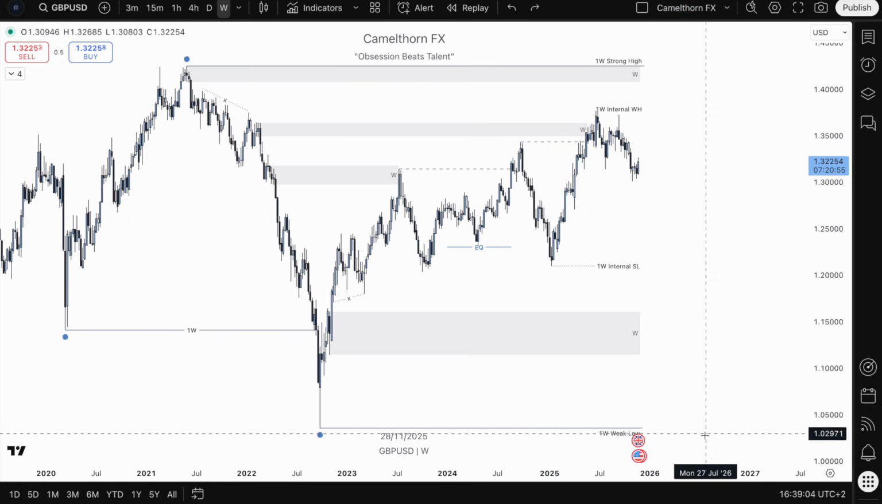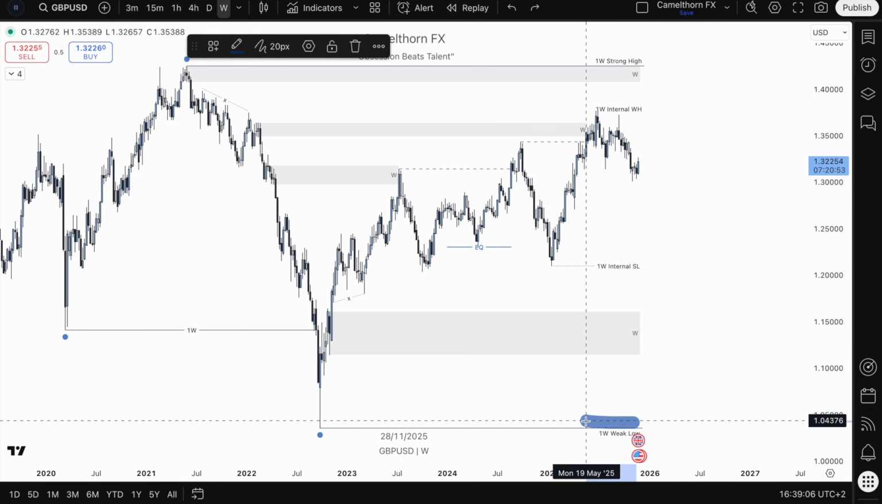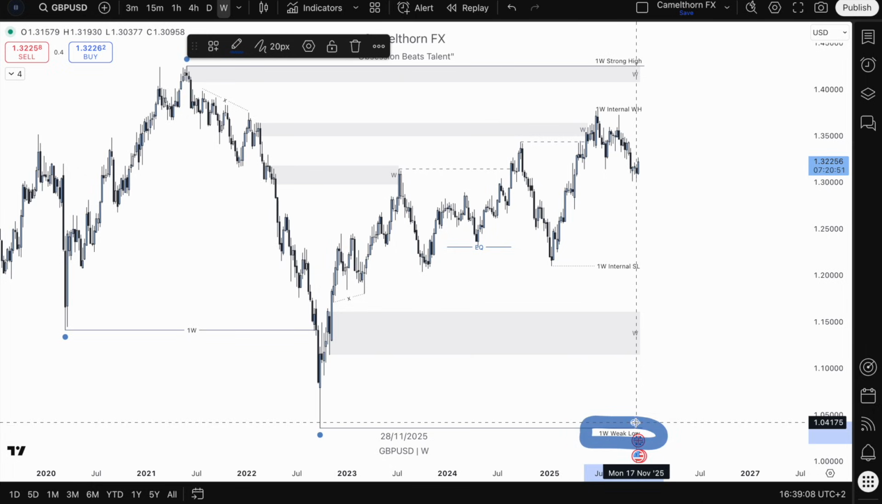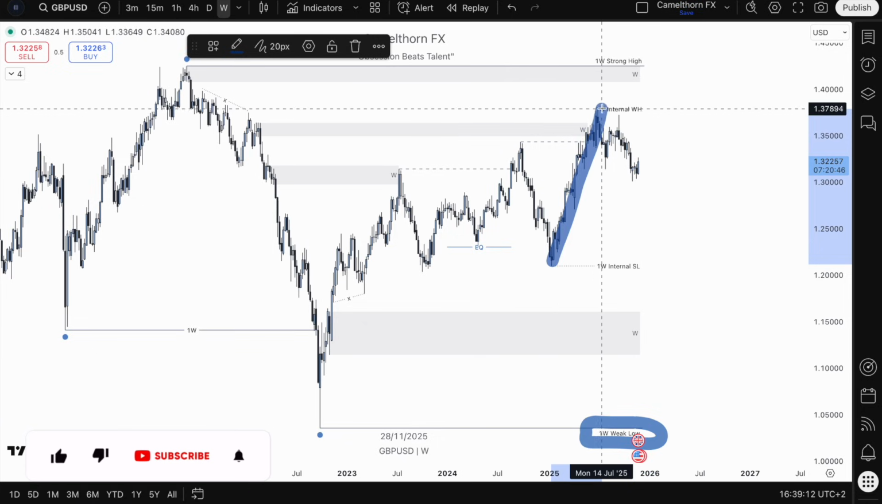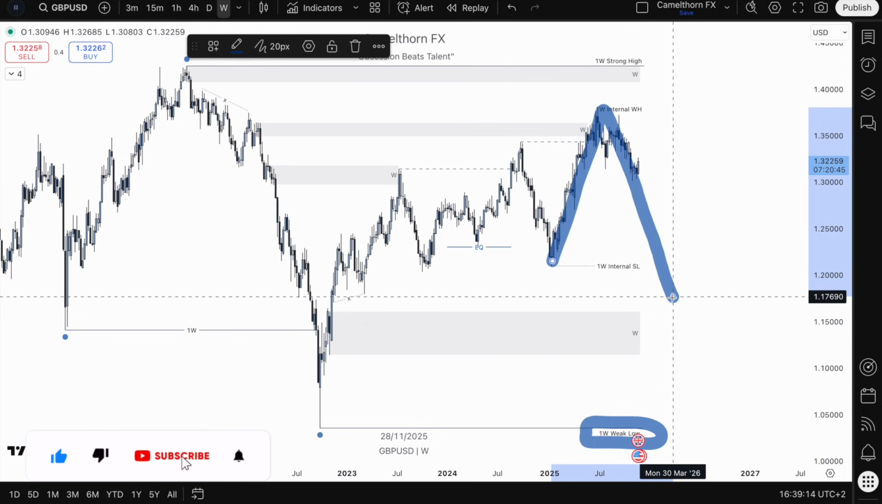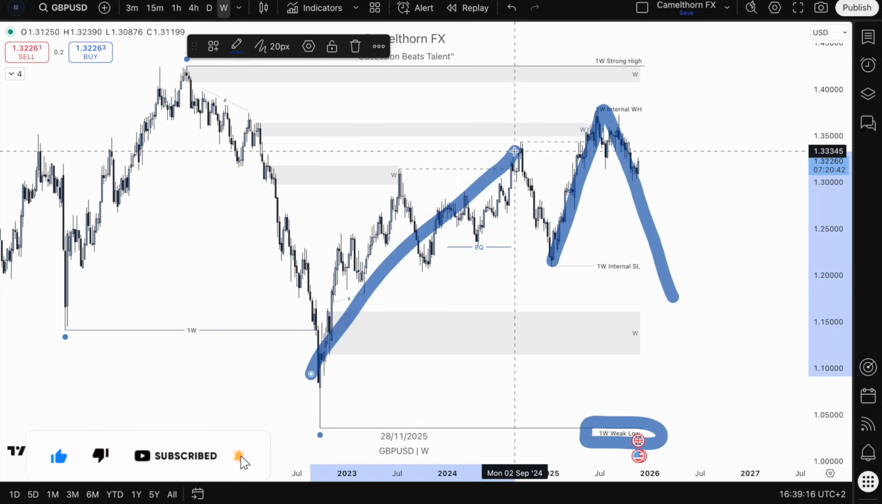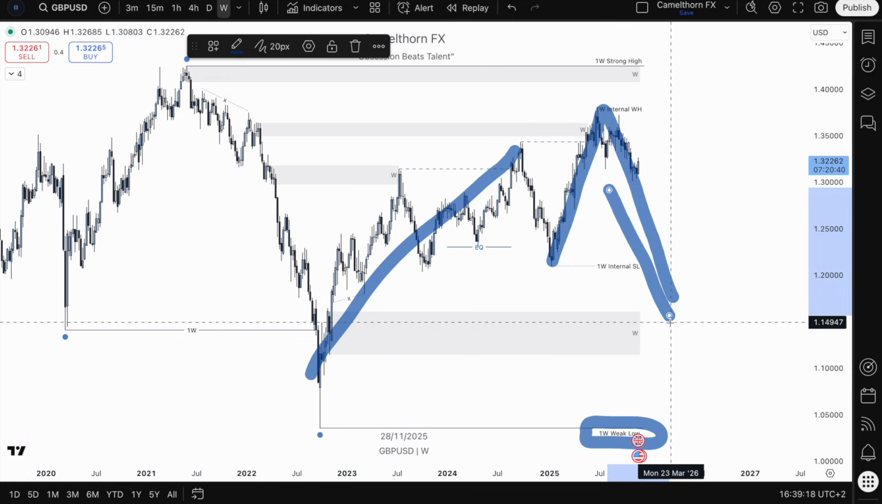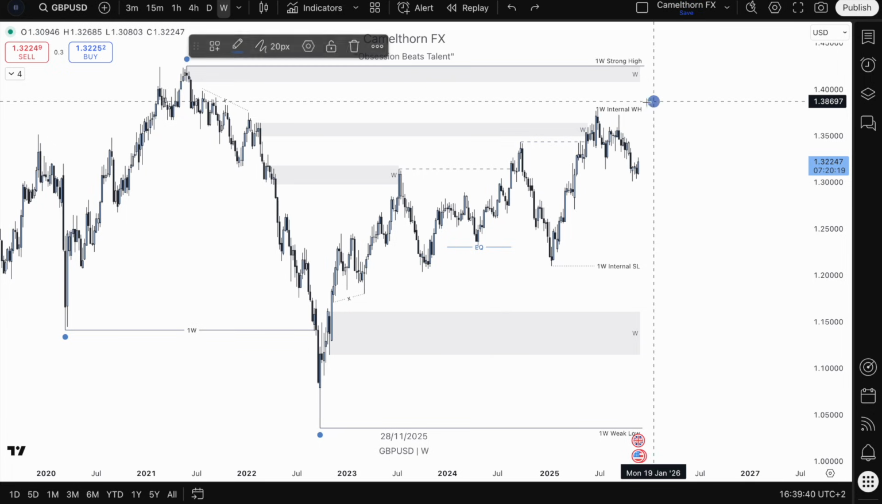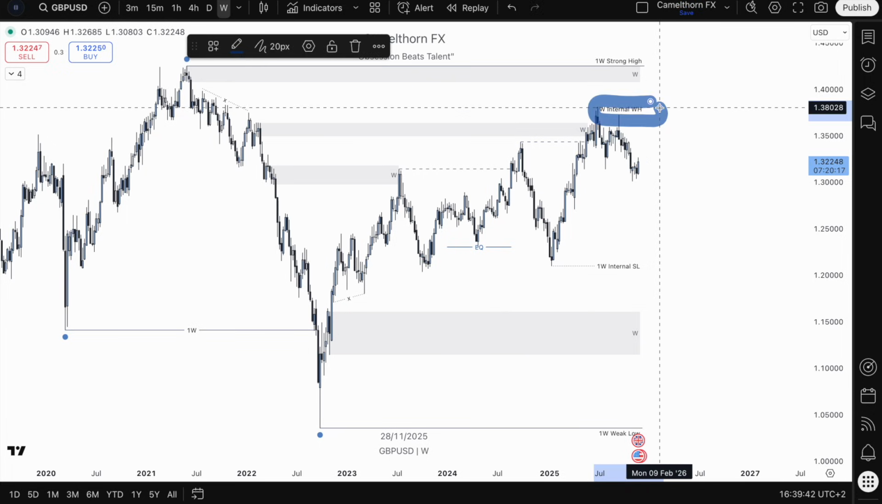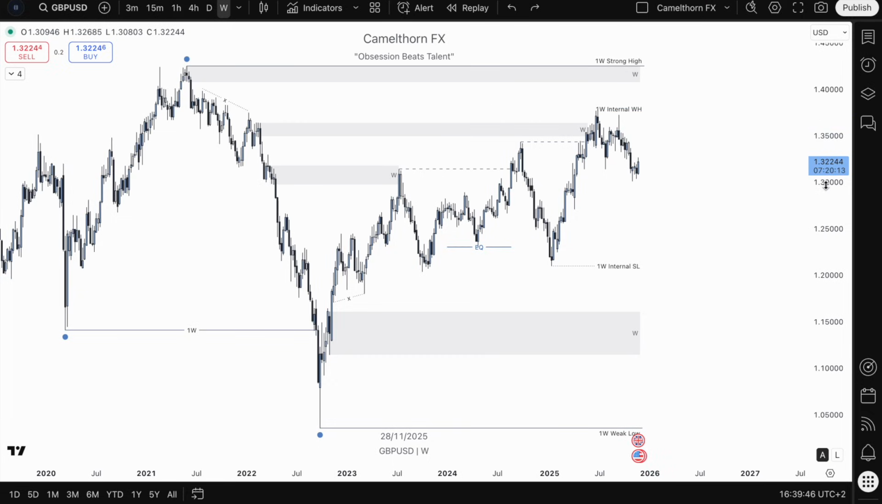Now, from a weekly point of view, the overall objective is obviously a violation of this weekly week low. But in order for that to occur, we will first need to see this internal structure shift from bullish to bearish in order to signal the end of the weekly pullback phase and the potential start of the continuation phase. The current objective of internal price action is a violation of this internal week high, and this is where we can now identify the two main areas of interest for us here on the weekly time frame.